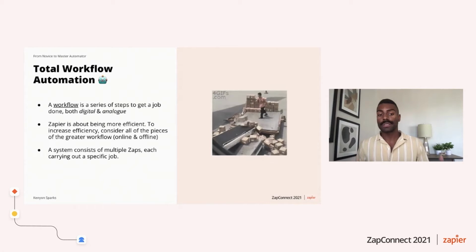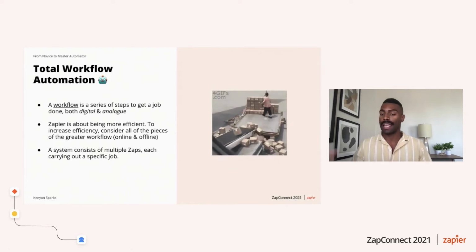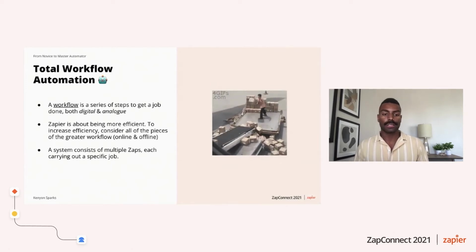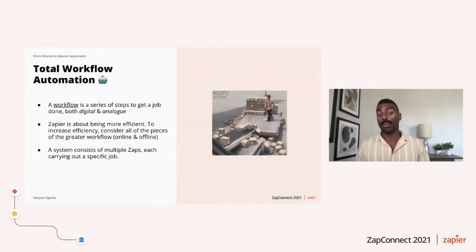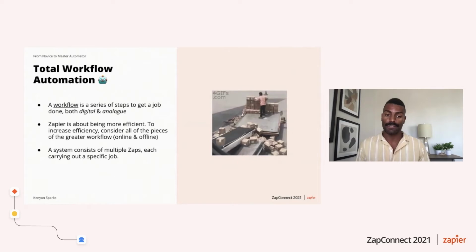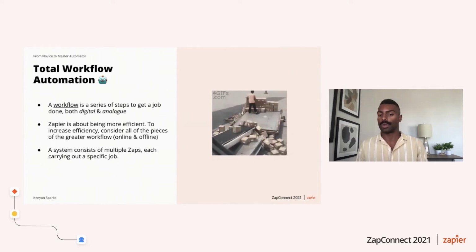You'll hear me reference workflows a bit, so I want to make sure that concept is really clear. A workflow is a series of steps to get a job done, both digital and analog. We all have workflows in the physical world to do our job successfully. When translating that to Zapier, the goal is to widen our view of a given workflow to incorporate more pieces of the overall job. In this context, a workflow can and likely will be comprised of several Zaps. Zapier is really about making you more efficient, and to increase our efficiency, we should consider all pieces of the greater workflow, both online and offline.